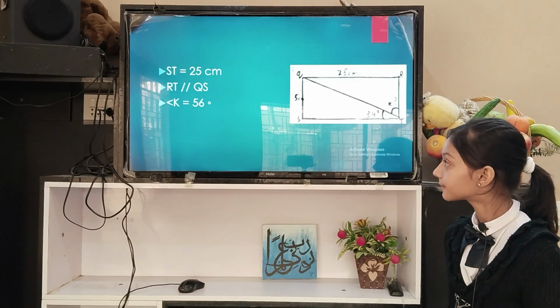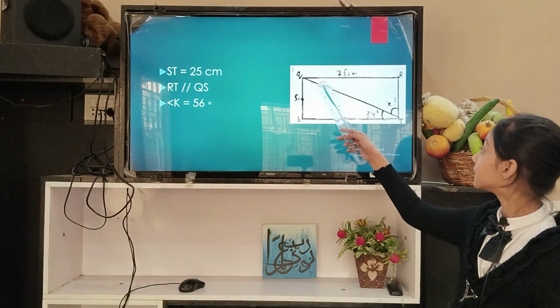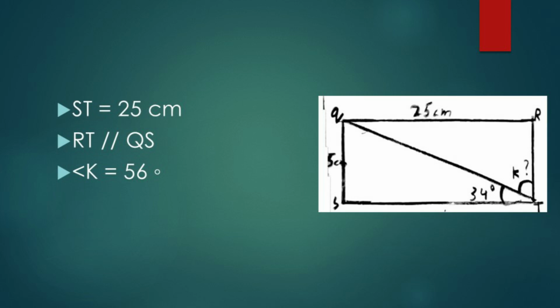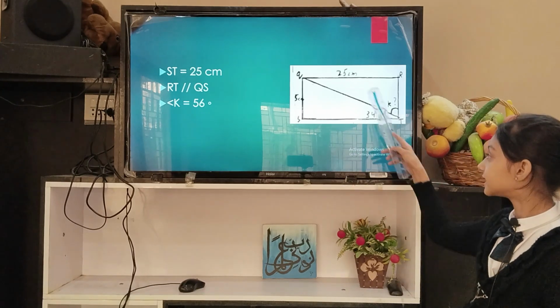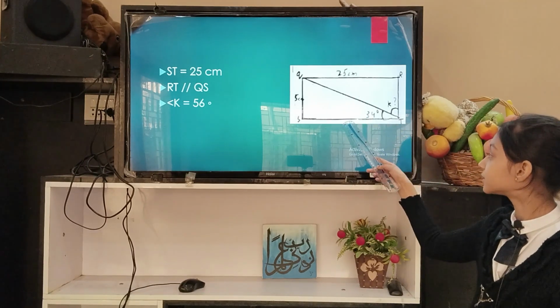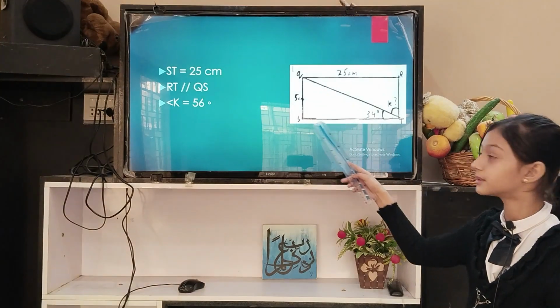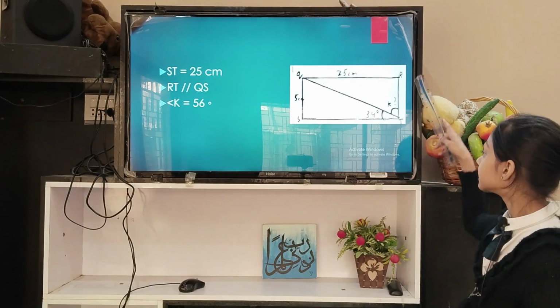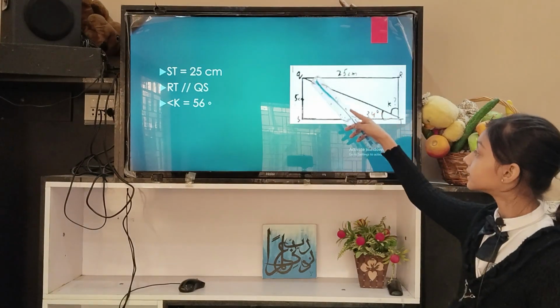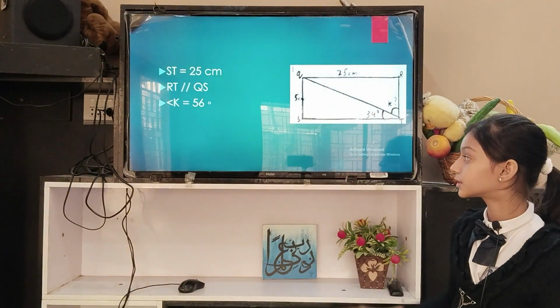This is a rectangle named QRST. ST is equal to dash centimeters. This is the line ST. If this is 25 cm, it means this is also 25 cm. So the answer is 25 cm. RT is parallel to dash. This is the RT and it is parallel to QS. So the answer is QS.